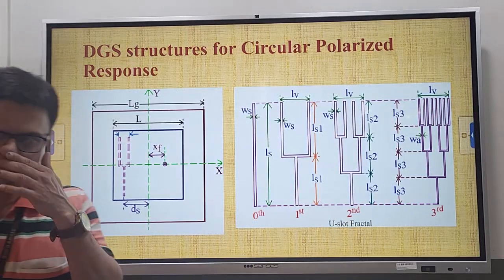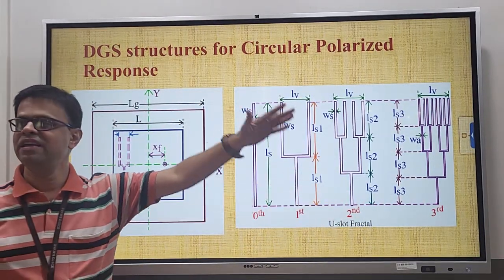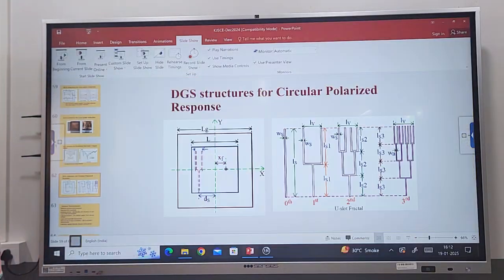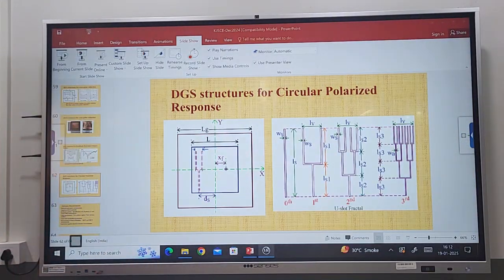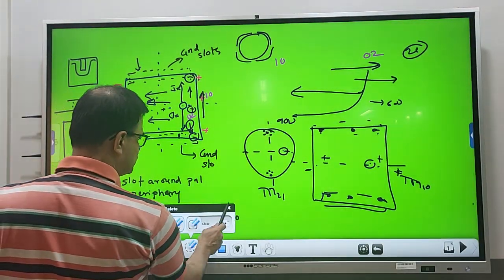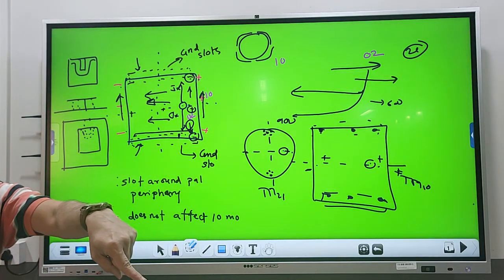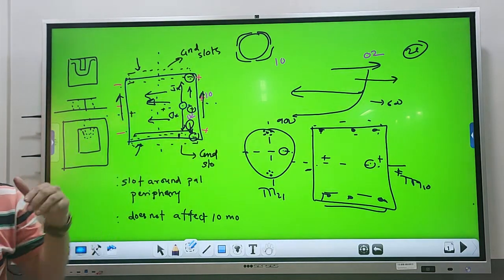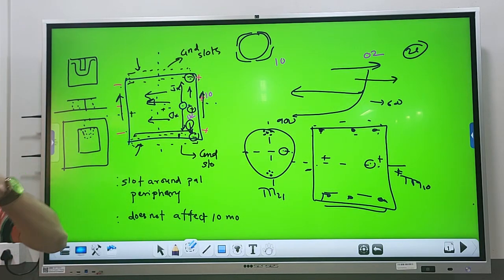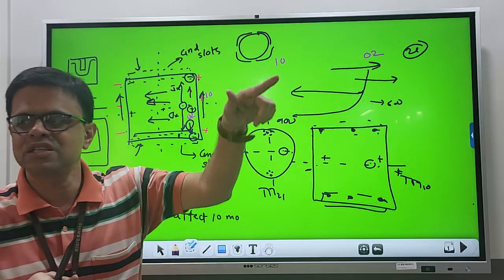Now, it does a similar thing to what you have seen in the U-slot cut design. Now let's understand what exactly it does. In fact, a similar V-slot cut configuration can also be tried with a slot on the ground plane rather than the slot on the patch, and it may give me a better axial ratio bandwidth. So that kind of configuration can be explored for the slot on the ground plane as against the slot on the patch.